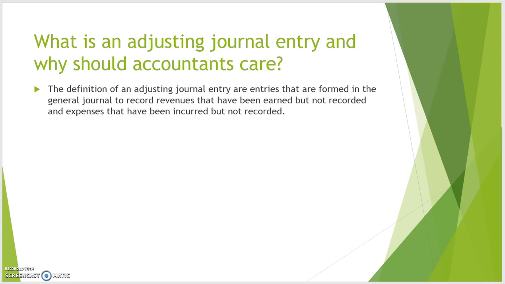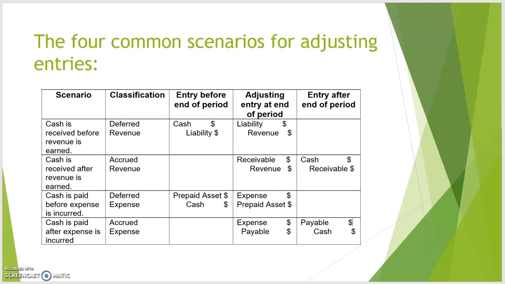The definition of an adjusting journal entry are entries that are formed in the general journal to record revenues that have been earned but not recorded and expenses that have been incurred but not recorded. There are 4 common scenarios for adjusting journal entries. These are listed as follows: deferred revenue, accrued revenue, deferred expense, and accrued expense.